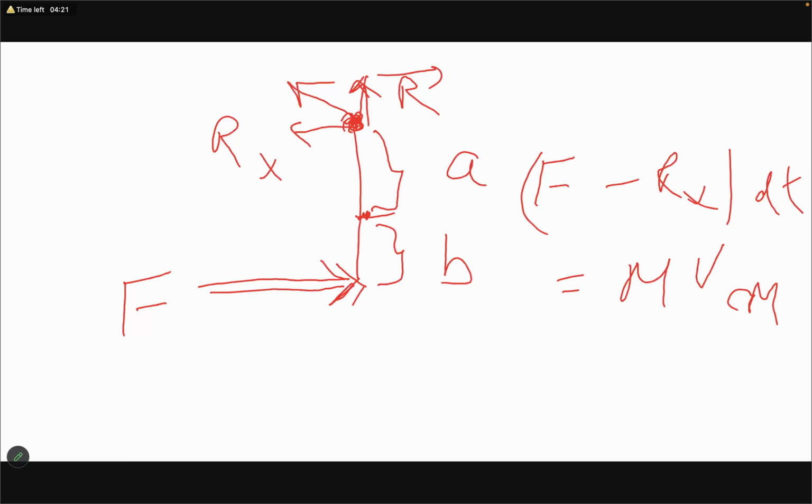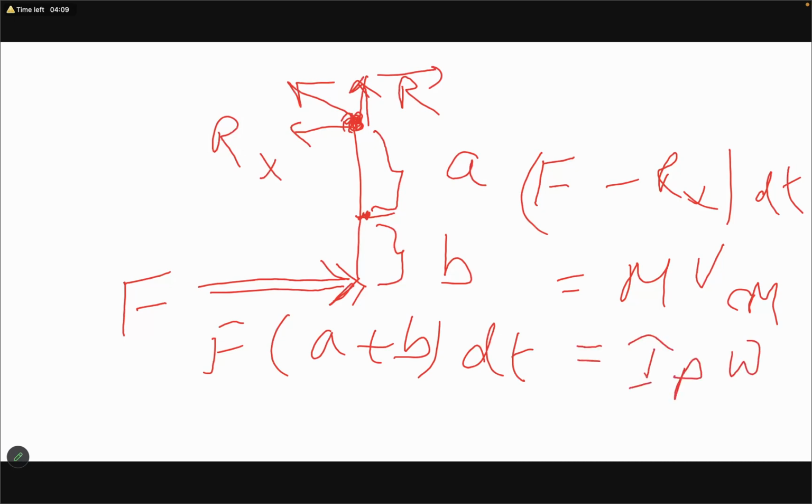The impulsive torque gives me F into (a plus b) dt, and this equals I about P into omega. Getting it? The first one is for the center of mass motion in the linear direction, and the second one is the torque equation, the rotational motion. Accordingly, we are to get the value for F.